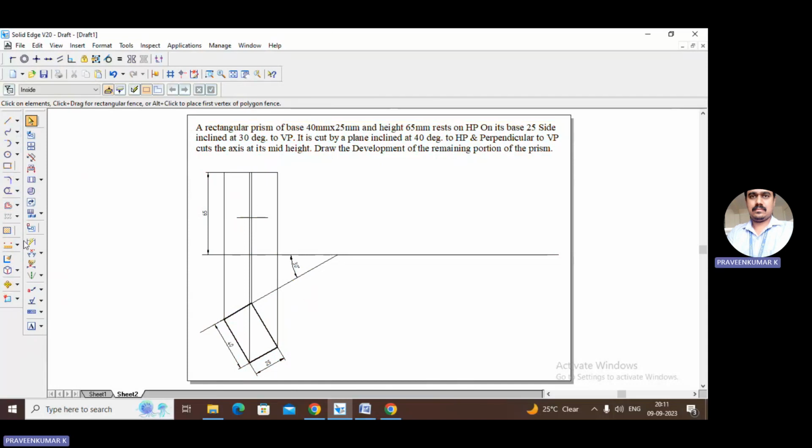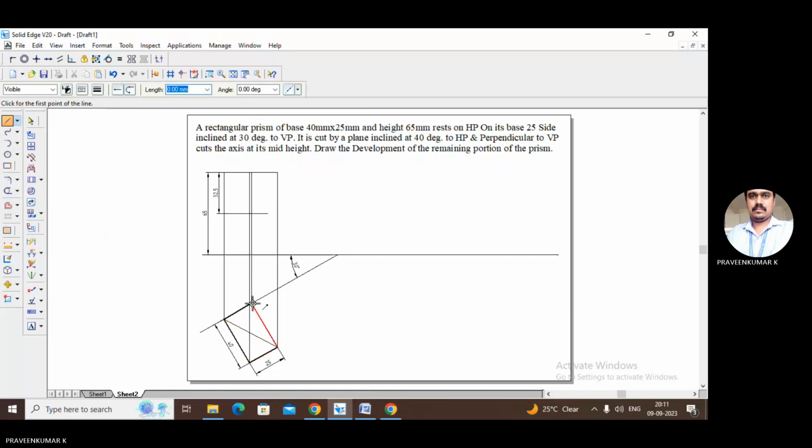So just go to dimensions, small dimensions, measure this. It should be 65 by 2, 32.5, exactly at the middle. Okay. Now mark the axis. How to find the axis? Just draw a diagonal line.